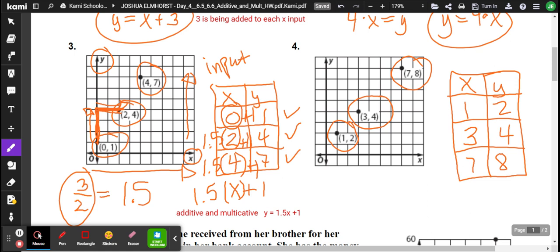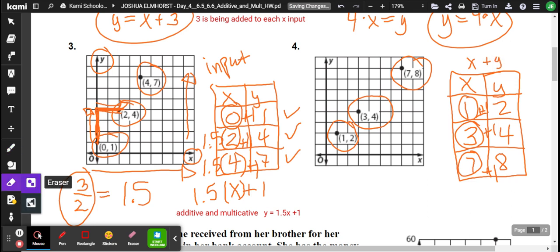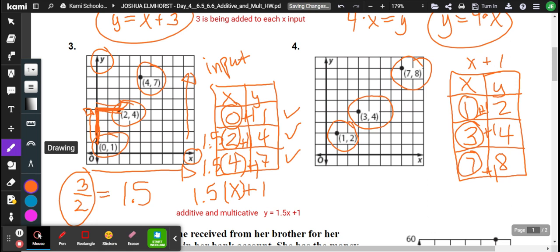How do you go from x to y when x is 1 and y is 2? So we add 1 to x. 1 plus 1 is 2. So now we check it here. 3 plus 1 is 4. And then one more check. 7 plus 1 is 8. So the rule is x plus 1, not y. And then the equation is y, the output, is equal to x plus 1. Is that additive or multiplicative? Additive only.